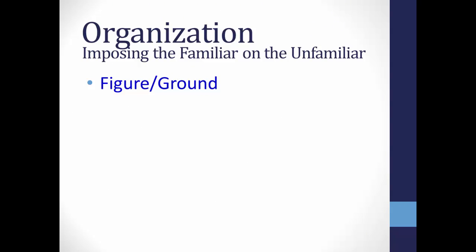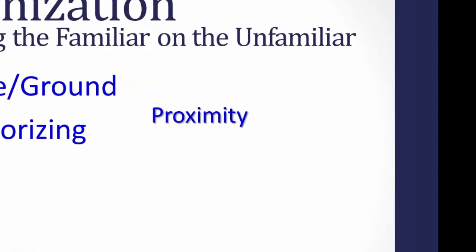Let's get back to some of the methods we use to organize. With so much stimuli competing for our attention, we tend to group or categorize so that we can later make sense of it. For example, we may group people or things based upon proximity.